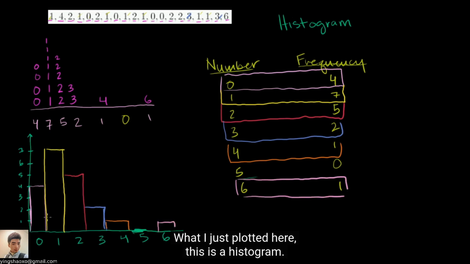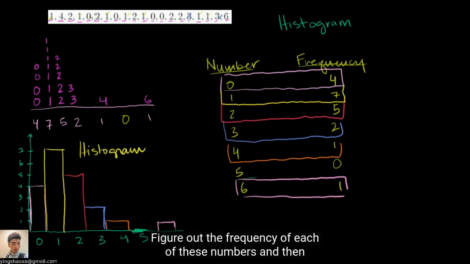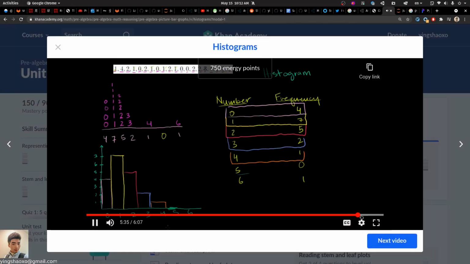What I just plotted here, this is a histogram. Very fancy word, but I think you'll agree it's a fairly simple idea. Figure out the frequency of each of these numbers and then plot the frequencies. All right.